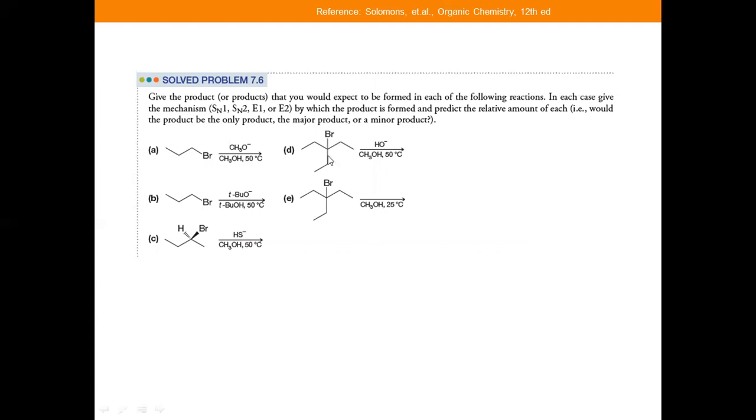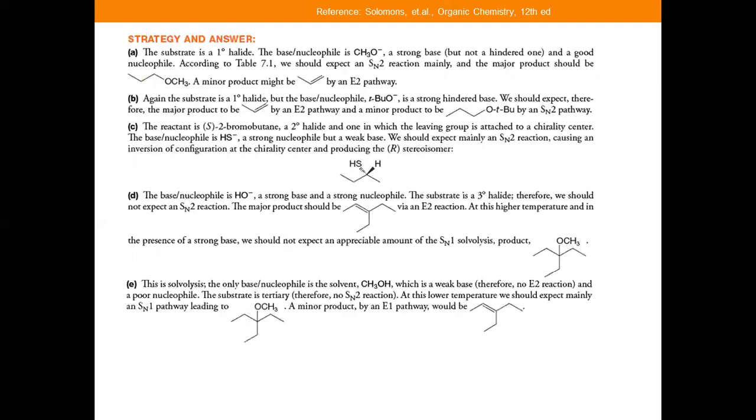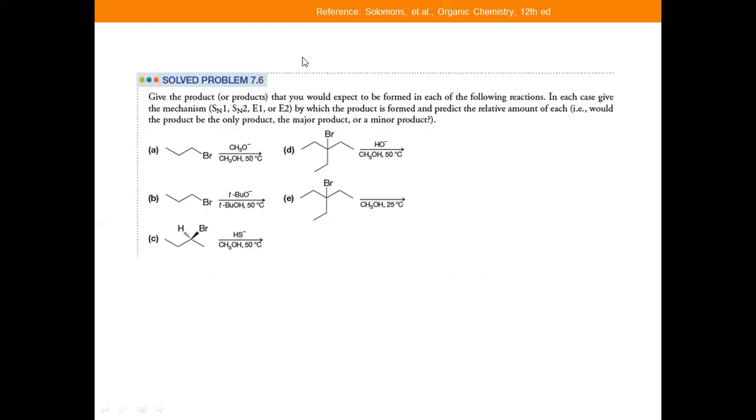So since this is a tertiary alkyl halide, no, we didn't do the SN2 reaction. But if there is a possible substitution reaction, then probably the SN1 reaction. And since we are dealing with a tertiary alkyl halide, we get an E2 for the elimination reaction. So the majority of the product will be from an E2 reaction.